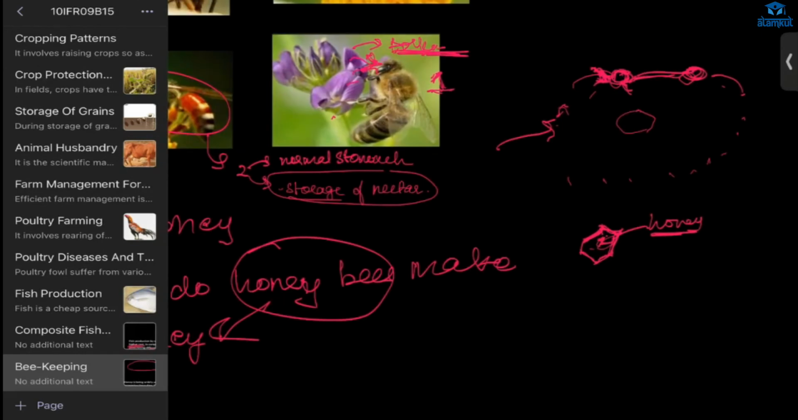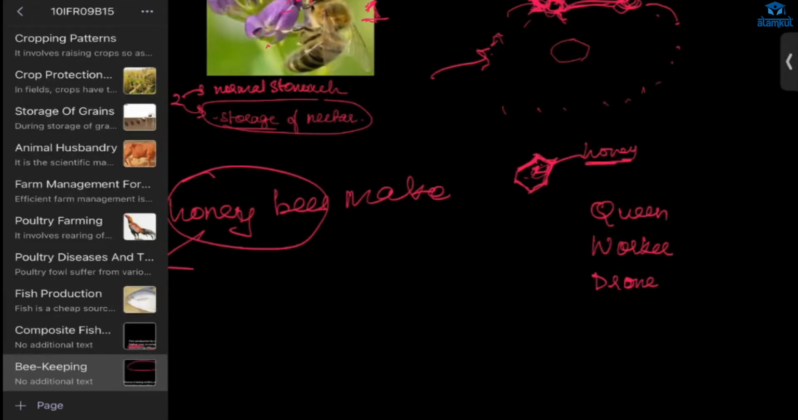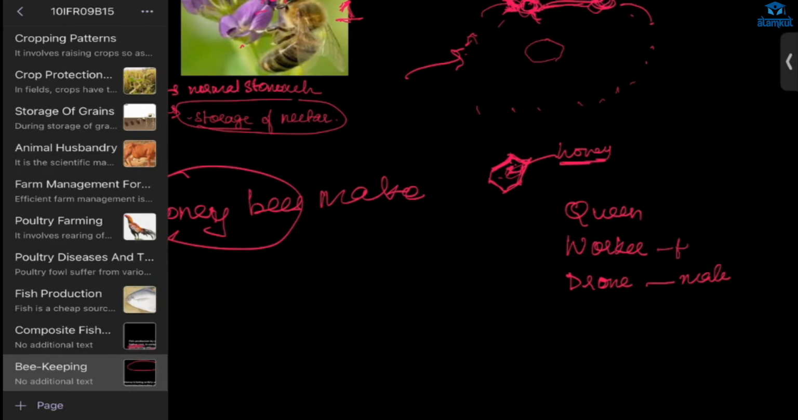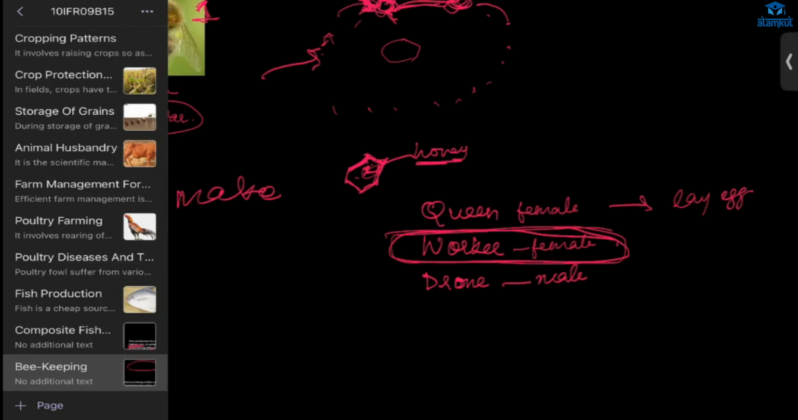One more thing, bees have three classes: queen, worker, and drone. This is male, this is female, and this is female. The queen's only work is to lay eggs, and the worker does all the work. This female cannot lay eggs, and this male is only for mating with the queen.